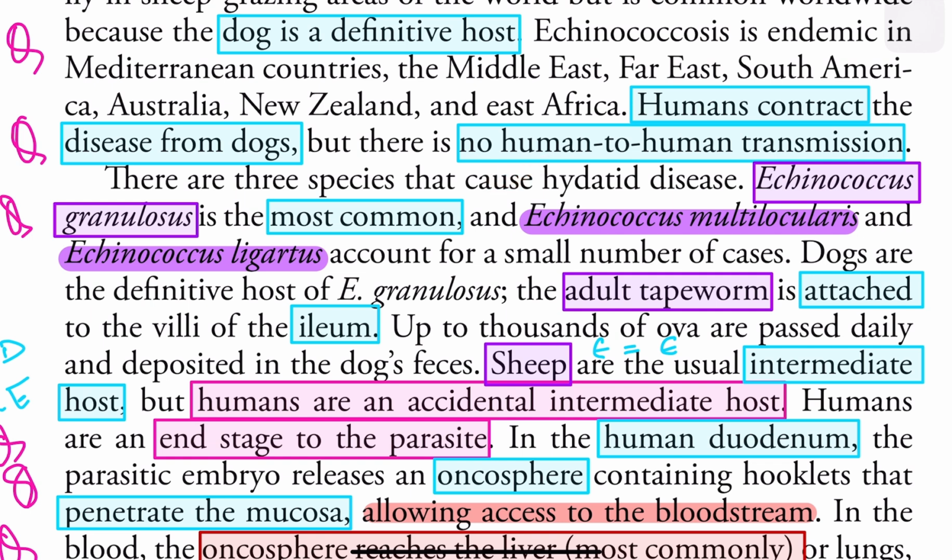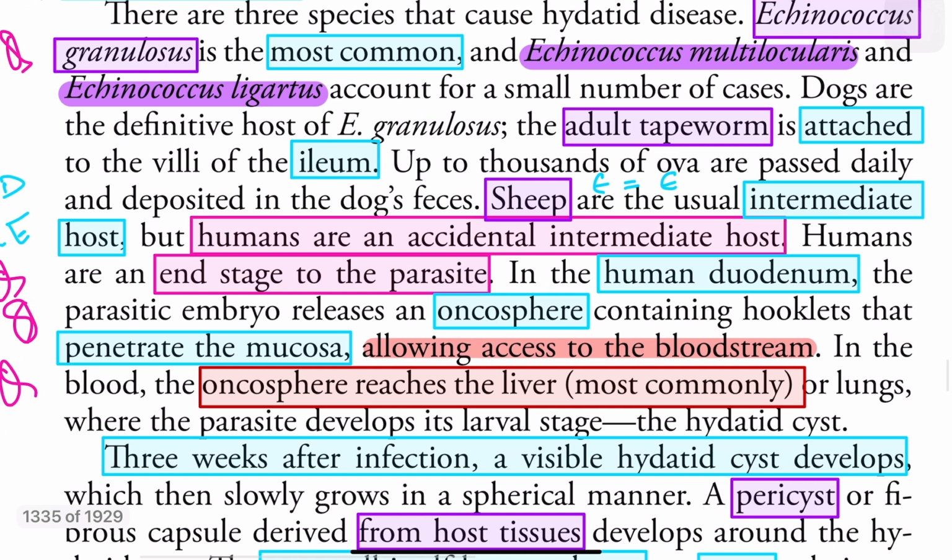There are many species of Echinococcus, but Echinococcus granulosus is the most common type. Other ones are Echinococcus multilocularis and Echinococcus vogeli. In dogs, the adult tapeworm is attached to the ileum of the definitive host. Sheep are also intermediate hosts, so it is most commonly seen in sheep rearing areas.